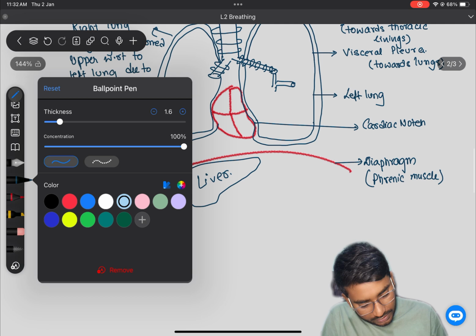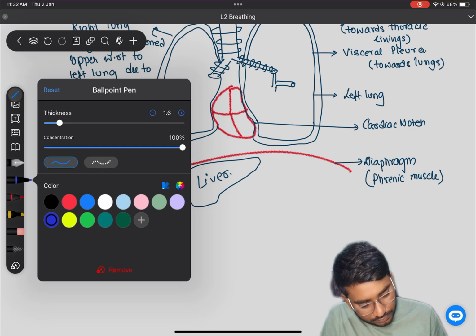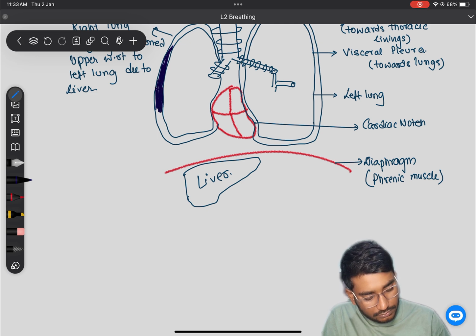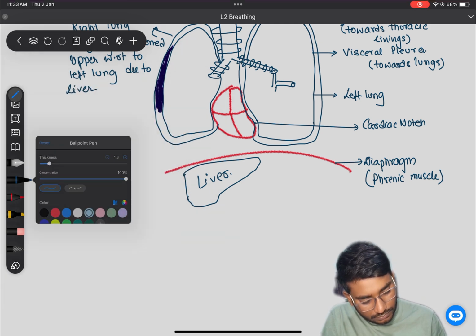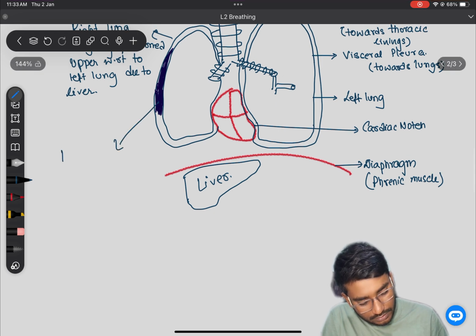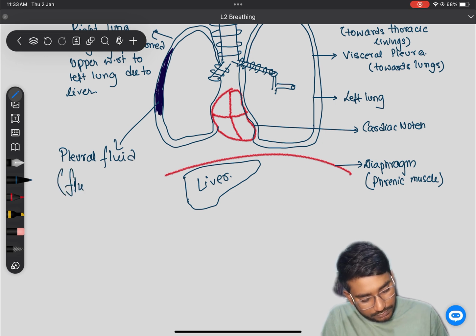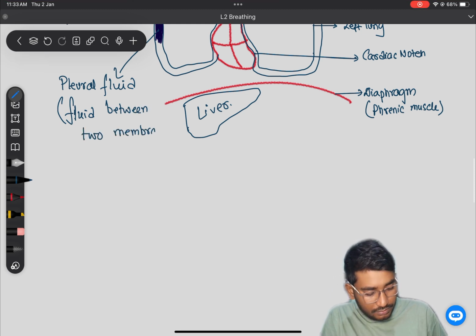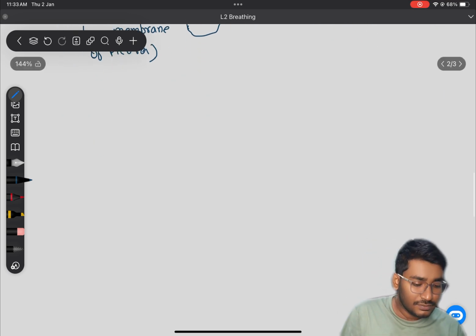Now this area contains pleural fluid. This is pleural fluid, the fluid between the two membranes of pleura. Okay, this is the pleural fluid.